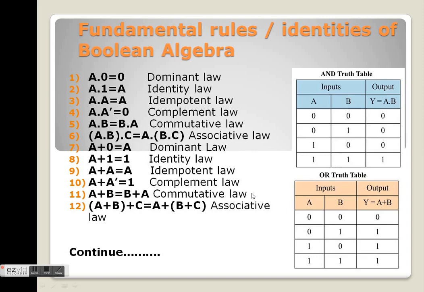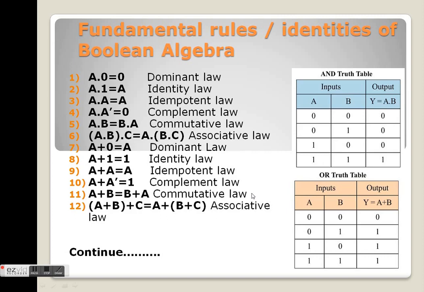The sixth law is the associative law. It says that when we have more than two variables, then the sequence of applying AND operation does not affect the result. For example, when we have three variables, say A, B and C, and we want to apply AND operation on them, then if we apply AND operation on A and B first and then on C, the result will be the same as when we apply AND operation on B and C first and then on A.